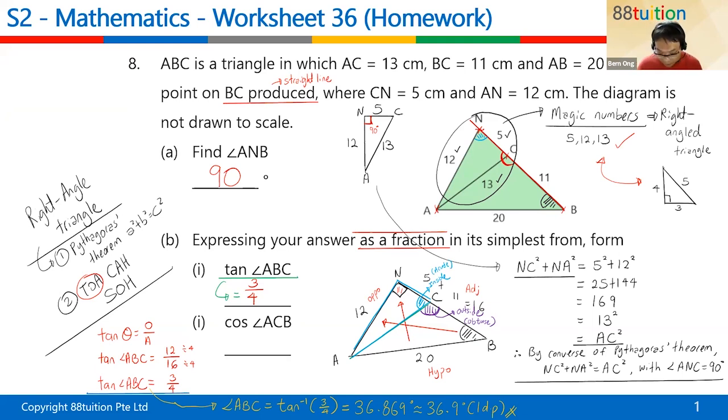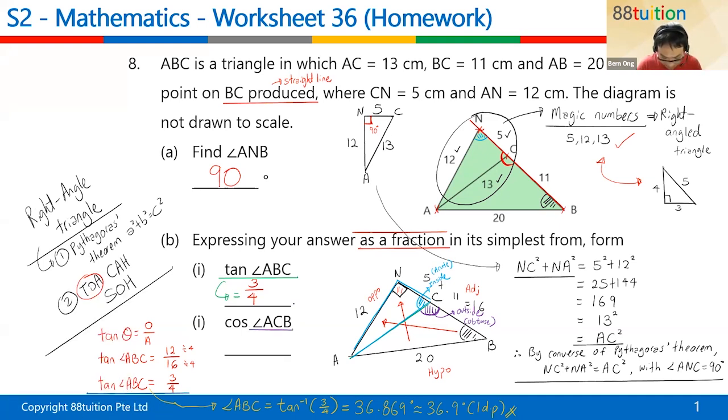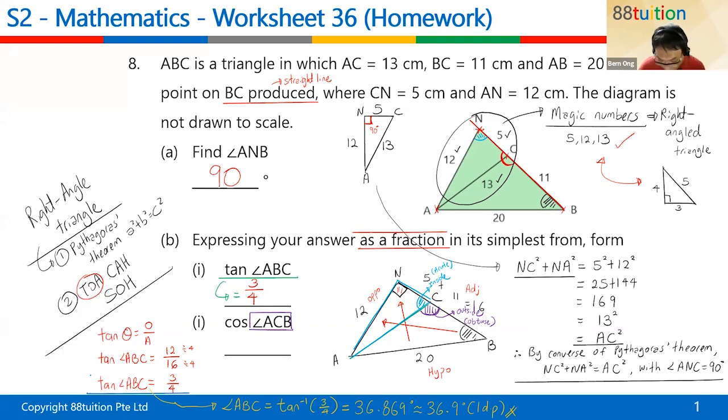So the question is looking for cosine outside. If the question is looking for cosine outside, which is the purple angle, so ACB is the outside, can you see? The purple. I'm trying to keep my color consistent. Don't be afraid. Cosine outside is actually equal to cosine inside, which is angle ACN.